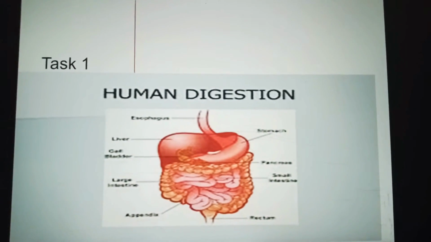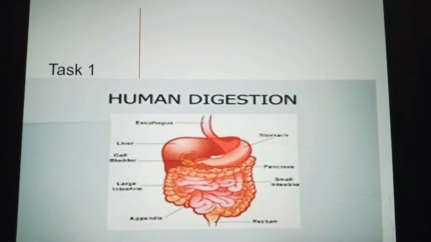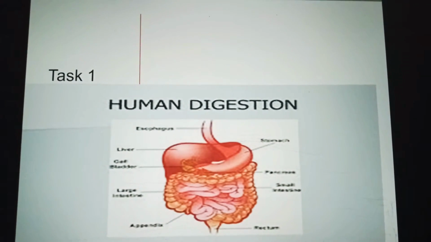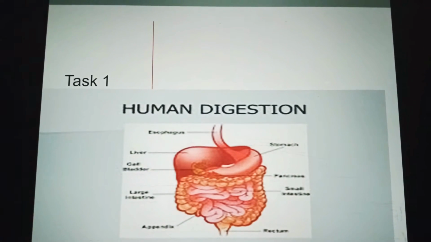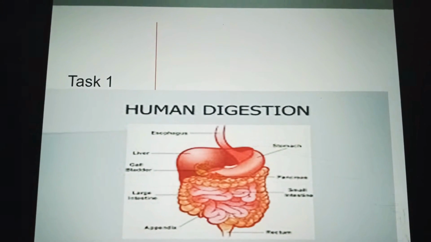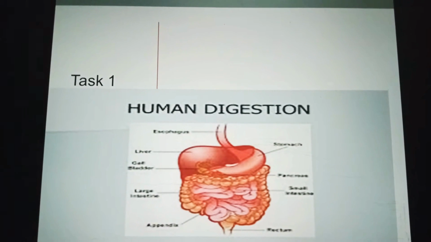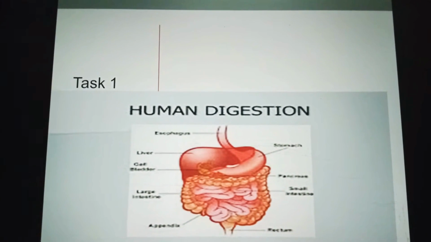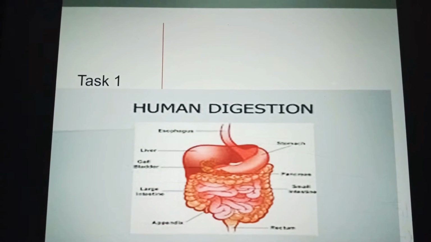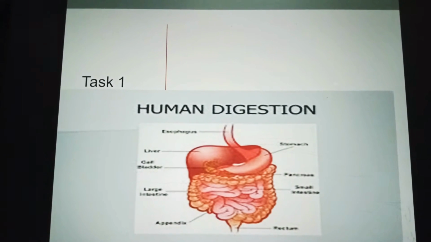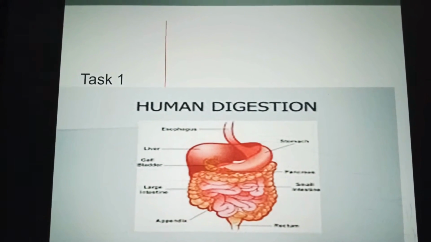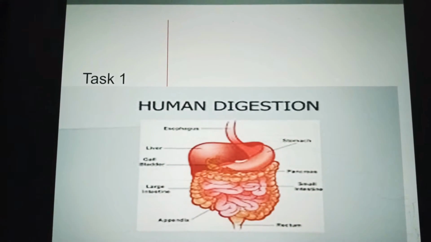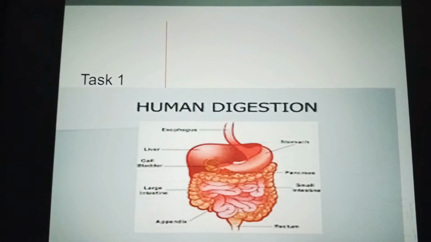Task 1, that is human digestion. Our cells require oxygen, water, salts, amino acids, simple sugars, fatty acids, and vitamins. These can cross cell membranes to enter cells. Amino acids, simple sugars, and fatty acids are rare in our environment. Such substances are usually parts of larger molecules like proteins, polysaccharides, and lipids, which cannot cross the membranes.